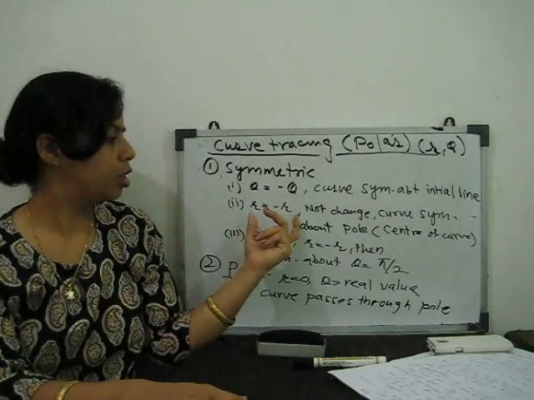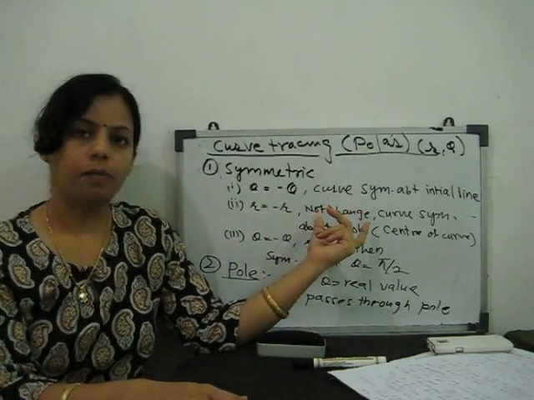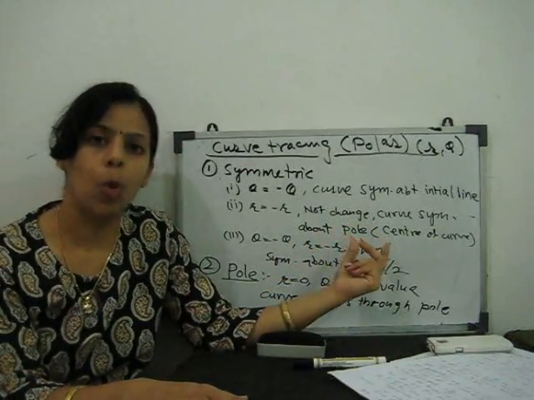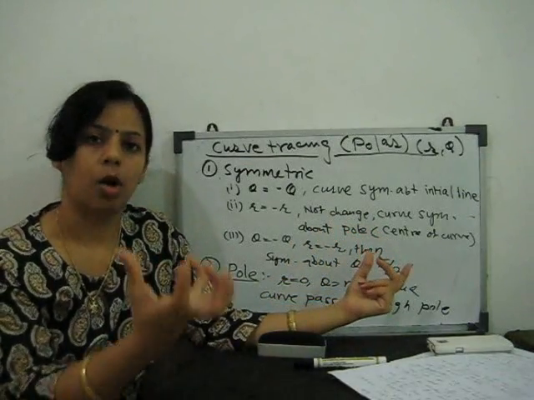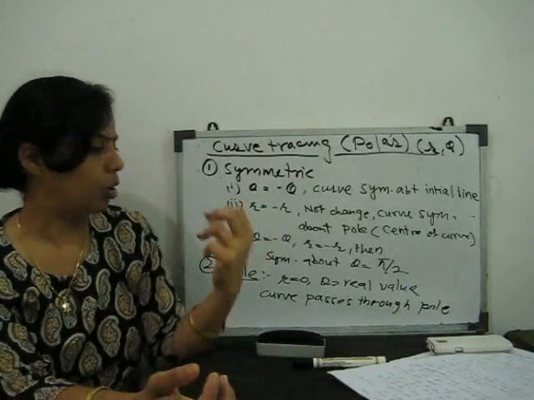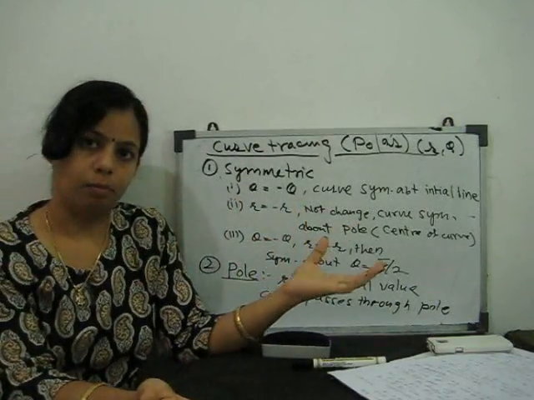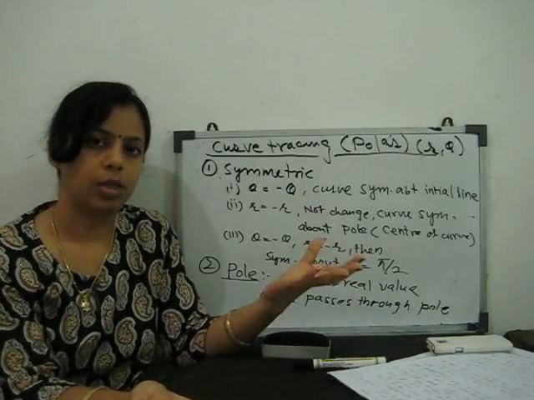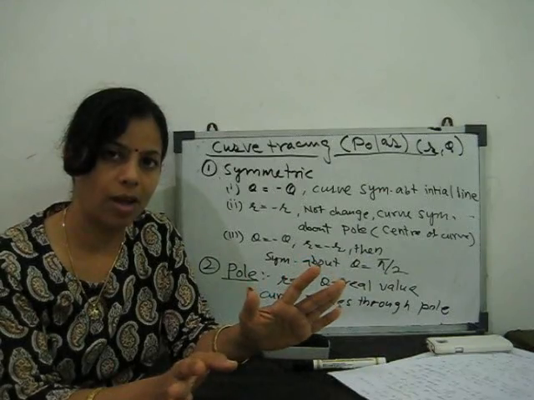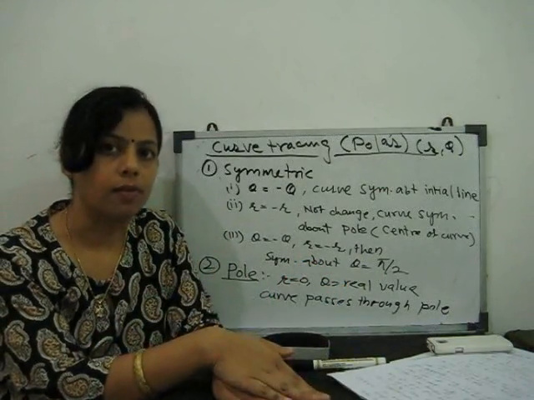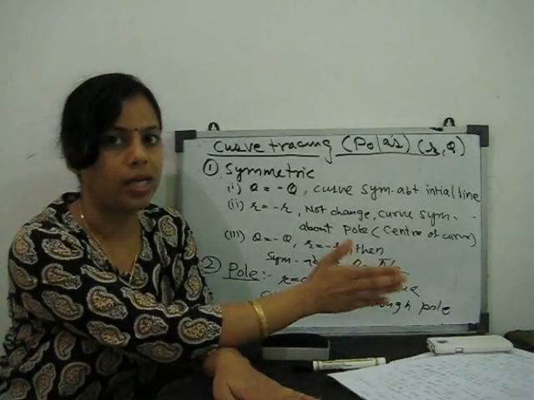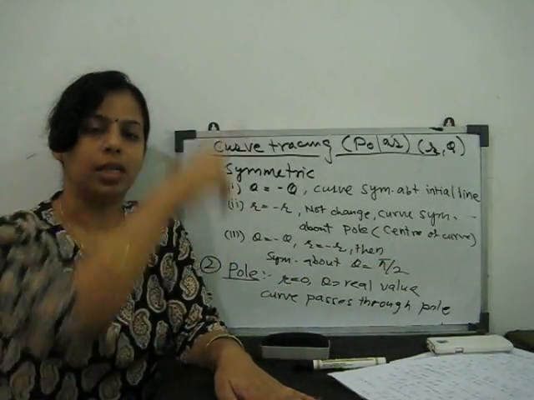Second, if r is equal to minus r and the curve value does not change, the curve is symmetric about its pole. Pole means the center of the curve. Third, if both theta equal to minus theta and r equal to minus r do not change the value of the curve, it means the curve is symmetric about the theta equal to pi by 2 line.